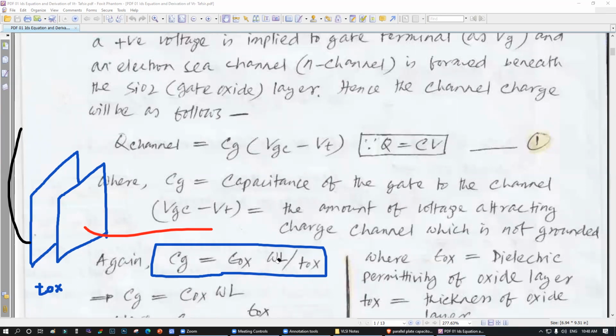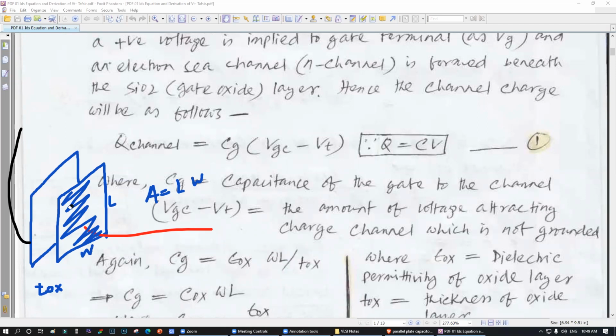And what is A? WL. That is the area. What is W? This is W and this is L. A means length times breadth: L is length and W is breadth. That means WL is the area. So area divided by thickness, and you have epsilon OX. This is called your permittivity.